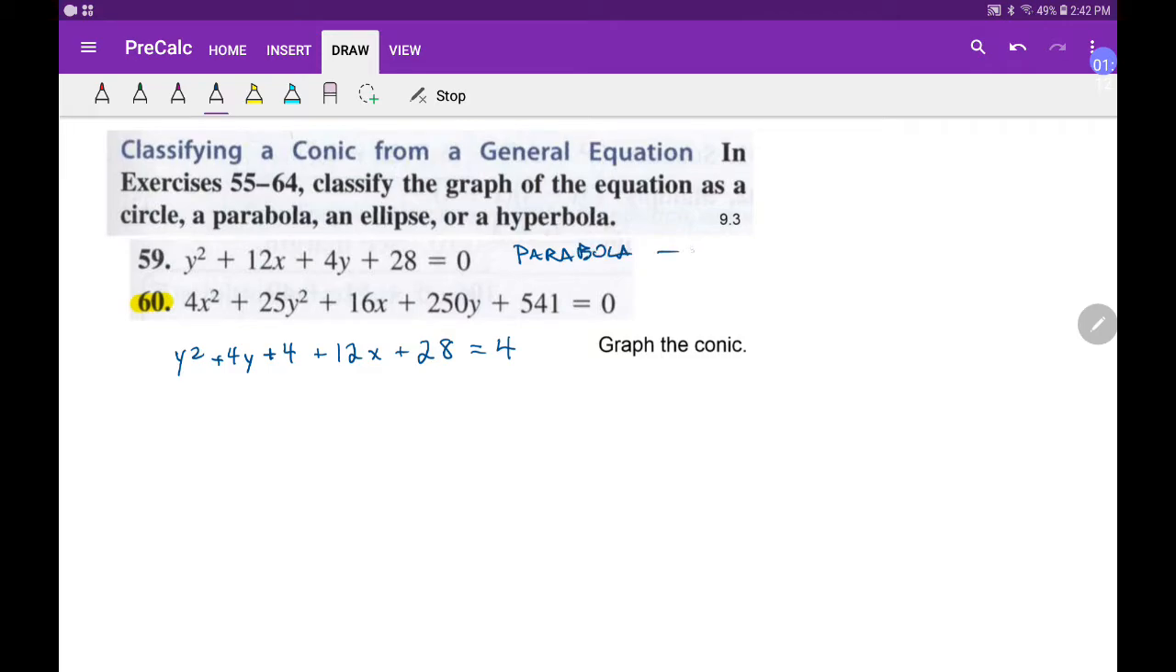And what's more, it's a horizontally oriented parabola, because y is squared. Okay, so what we have here is y plus 2 squared is the way we write that. And then if we move everything to the other side, we're going to get negative 12x, and we're going to get negative 24. And then let's see, we will say a little bit more. Y plus 2 squared is equal to, factor out the negative 12, we get x plus 2.